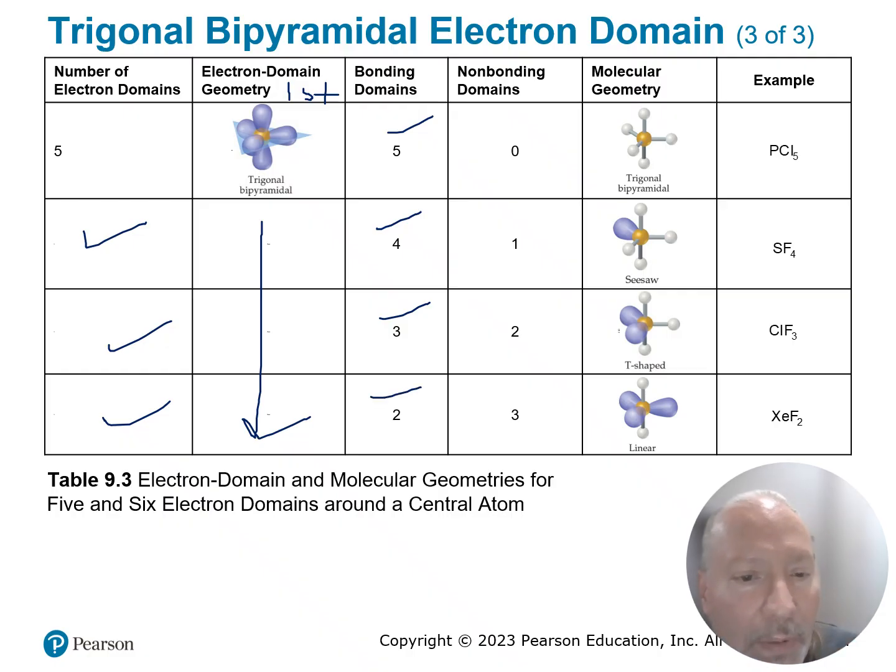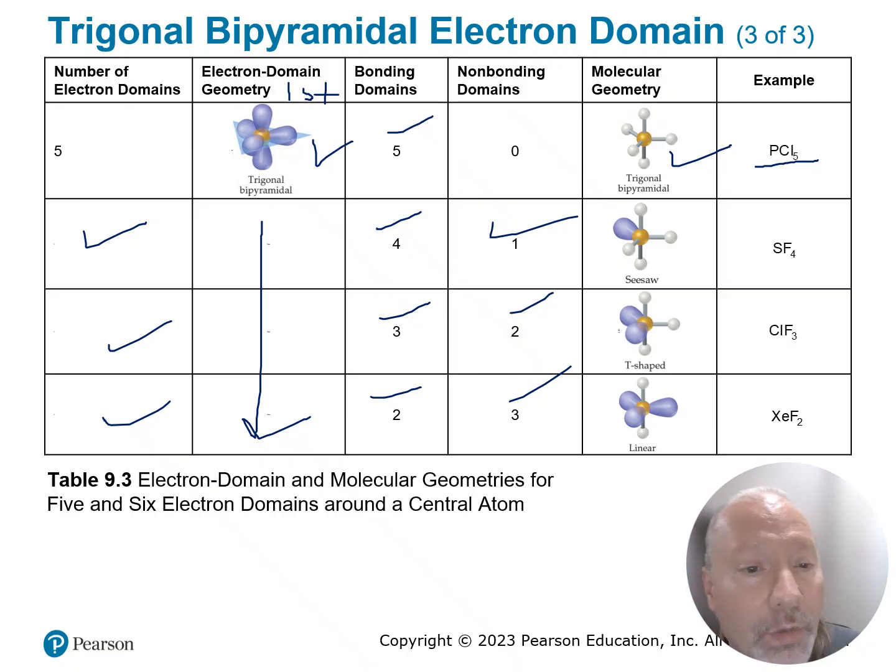And those become replaced with lone pairs of electrons, oftentimes 2 lone pairs, 3 lone pairs of electrons. And that will change the molecular geometry for every single example here. In the first example with 5 electron domains, all of them bonding domains, the electron domain geometry remains trigonal bipyramidal, and the molecular geometry does not change, it's trigonal bipyramidal. An example of that is PCl5, phosphorus pentachloride.